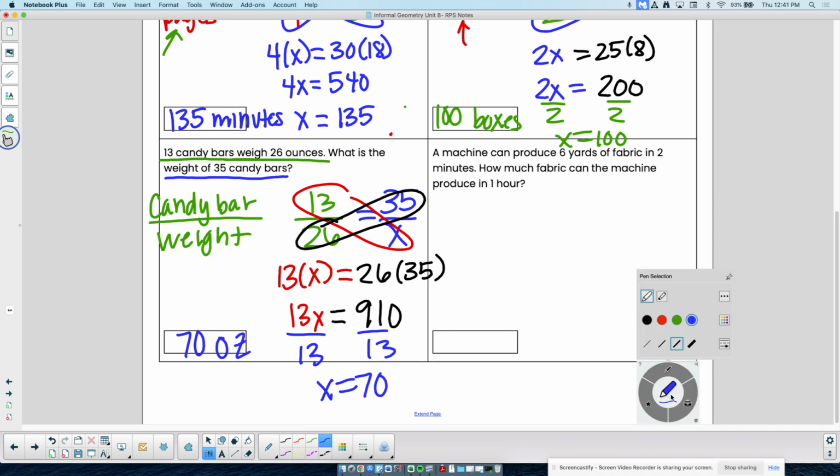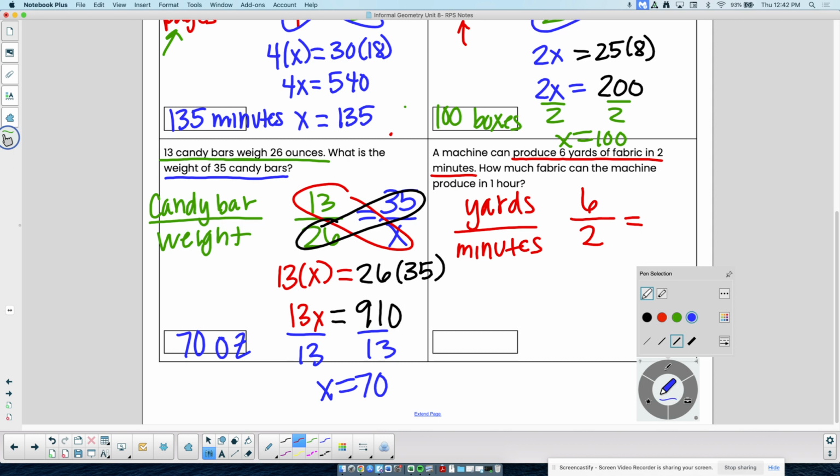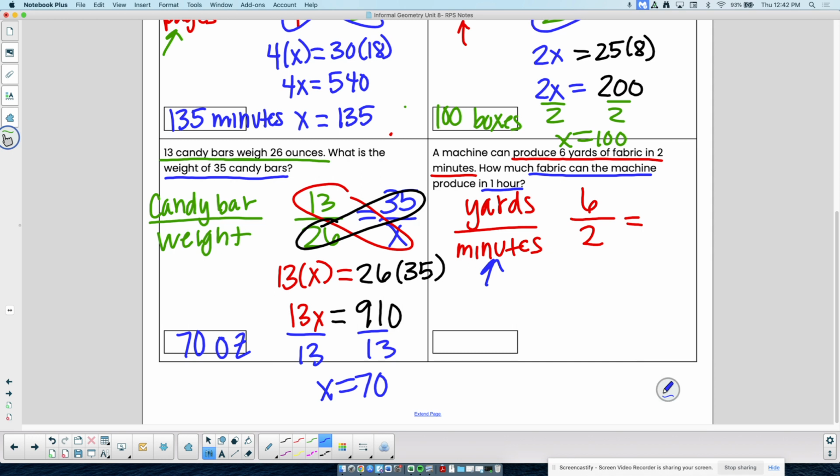Okay, here we go on our next one. A machine can produce 6 yards of fabric in 2 minutes. How much fabric can the same machine produce in 1 hour? So we're doing yards to minutes. So if we read that first part, we know 6 yards in 2 minutes is equal to how much fabric the machine can produce in 1 hour? Shoot, we have minutes and it says an hour. Do you guys know how many minutes are in an hour?